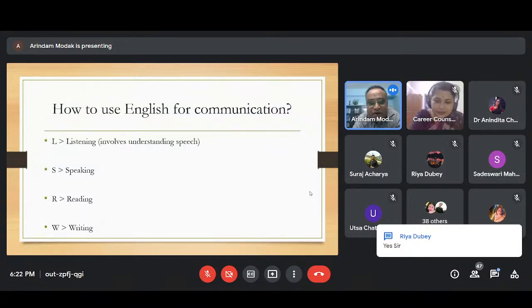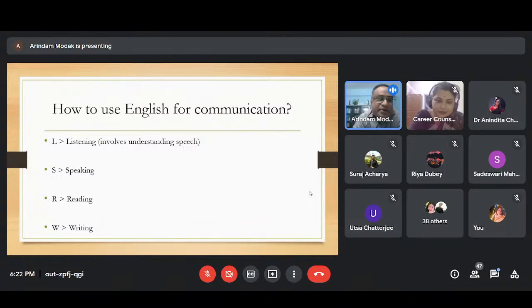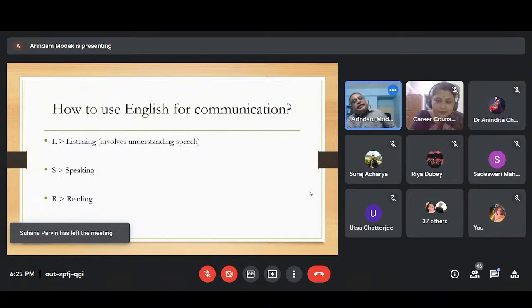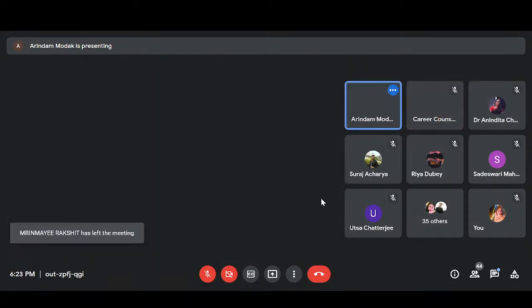LSRW, this is how linguists abbreviate the four skills. L stands for listening, S for speaking, R for reading, W for writing. Now, listening not only means paying heed to some sounds, merely hearing some sounds, it involves understanding also. Understanding what? Understanding the sounds of a language. And that's why a famous linguist, instead of using listening, used understanding speech, as the skill that learners have to acquire. So listening also involves understanding speech.